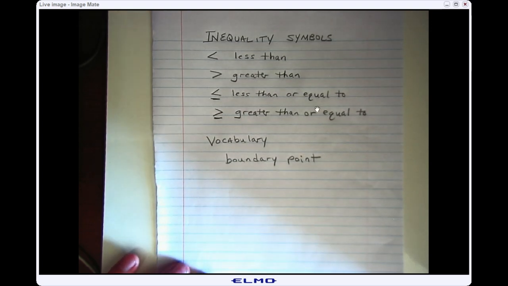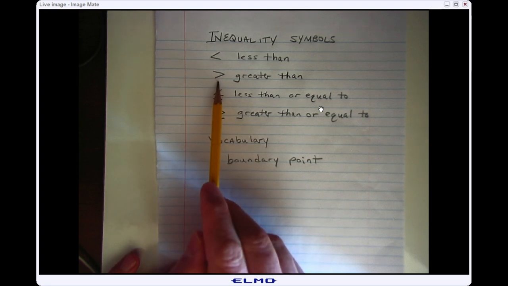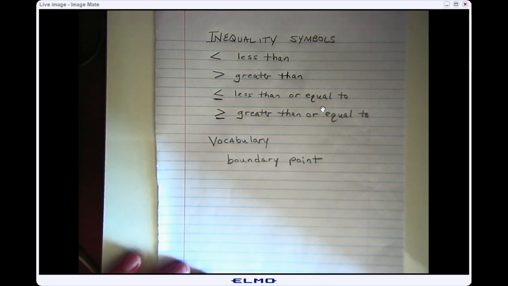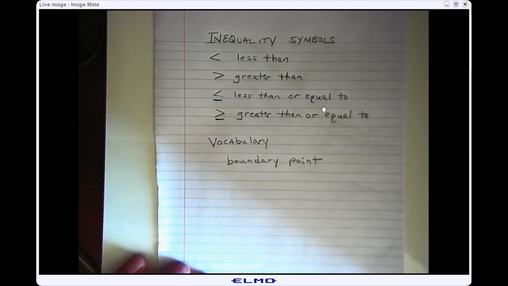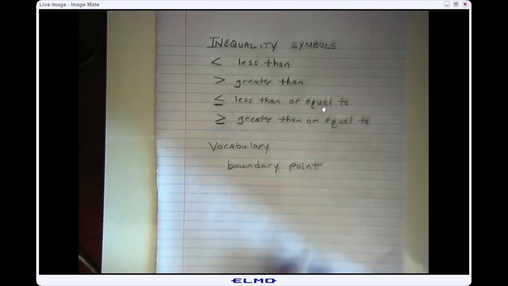So we have on the top, this is the less than symbol, this is the greater than symbol, this is the less than or equal to symbol, and this is the greater than or equal to symbol. One vocabulary word we're going to use today is called the boundary point. The boundary point is where you place your dot that represents the values within your inequality. I'm going to go ahead and demonstrate this now with these three examples.